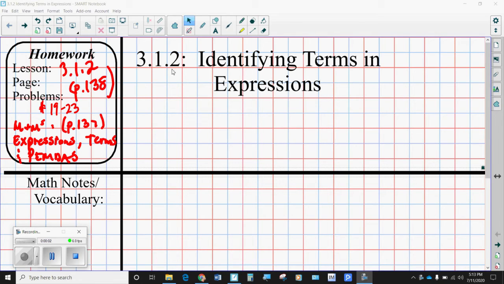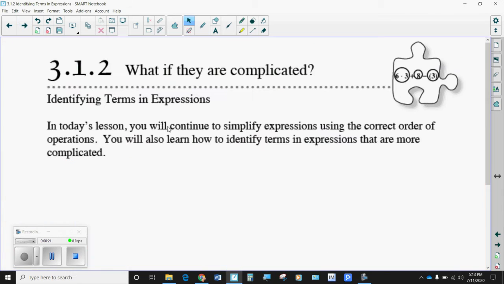Alrighty, on to lesson 2 of chapter 3. This is going to build on what we were doing in our last lesson, where we're identifying terms within the expressions for the explicit purpose of simplifying the numerical expressions and essentially finding an answer to the problems. Okay, so let's just get right into it. In today's lesson, you will continue to simplify expressions using the correct order of operations. You will also learn how to identify terms and expressions that are more complicated.